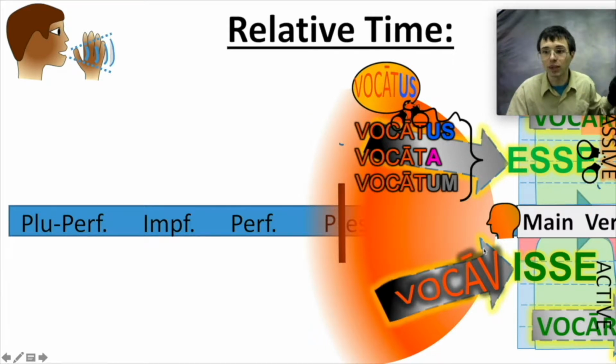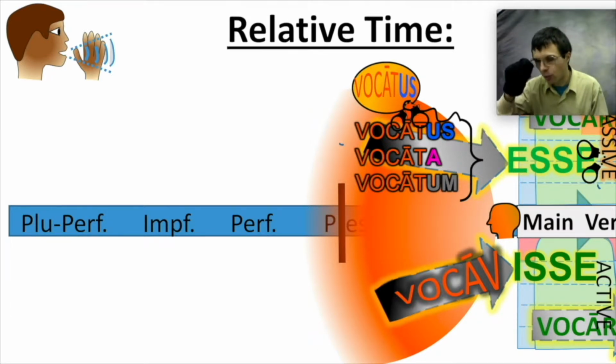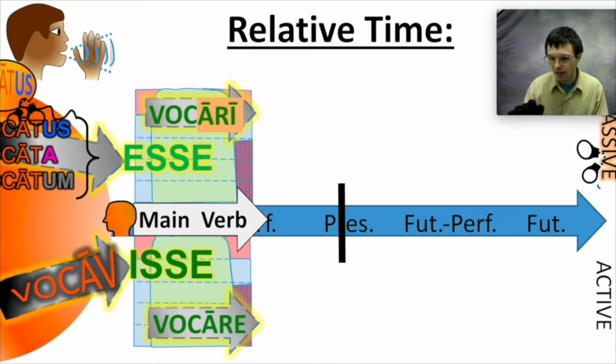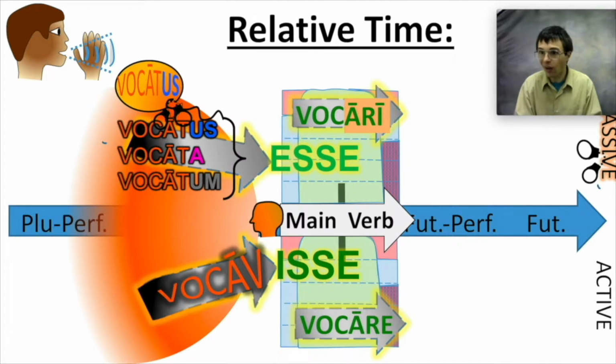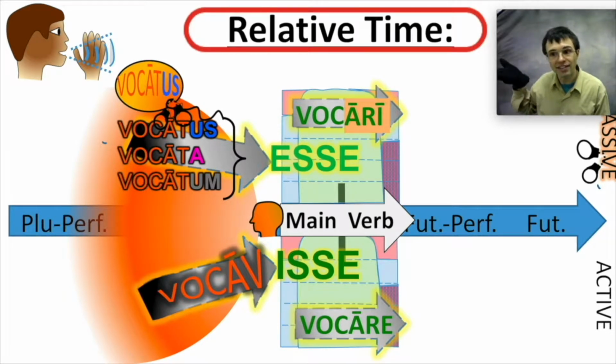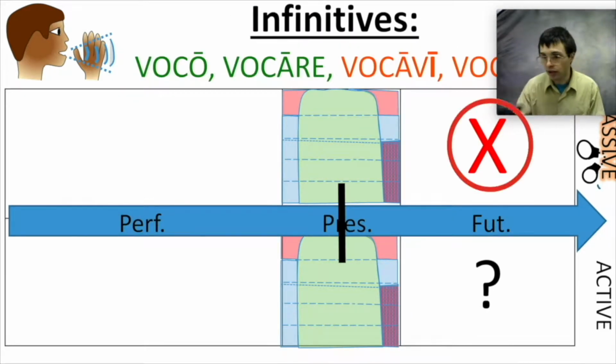To have seen would be a perfect infinitive. But have you seen Paris yet? No. Well, maybe, but maybe not. It's going to happen in the future. Why is that possible? Because the main verb is future. So wherever that main verb moves, the cloud of secondary verbs will move with it. All right, so that's called what again? Relative time, right.